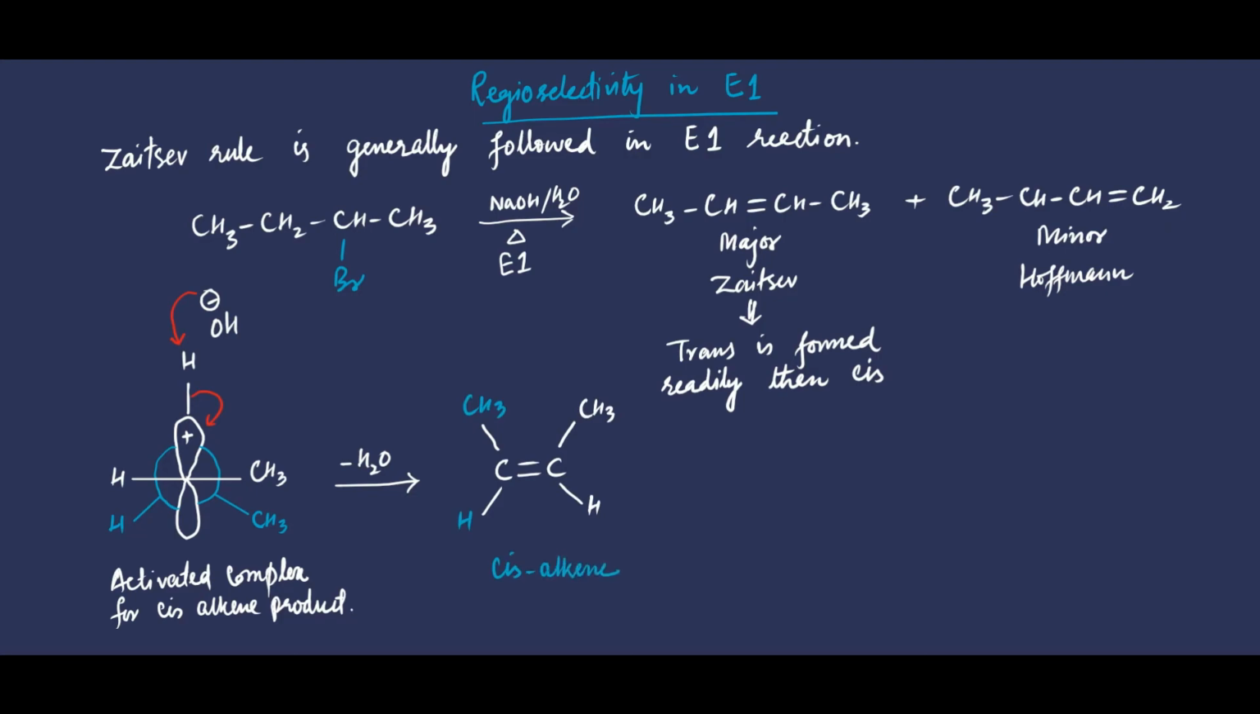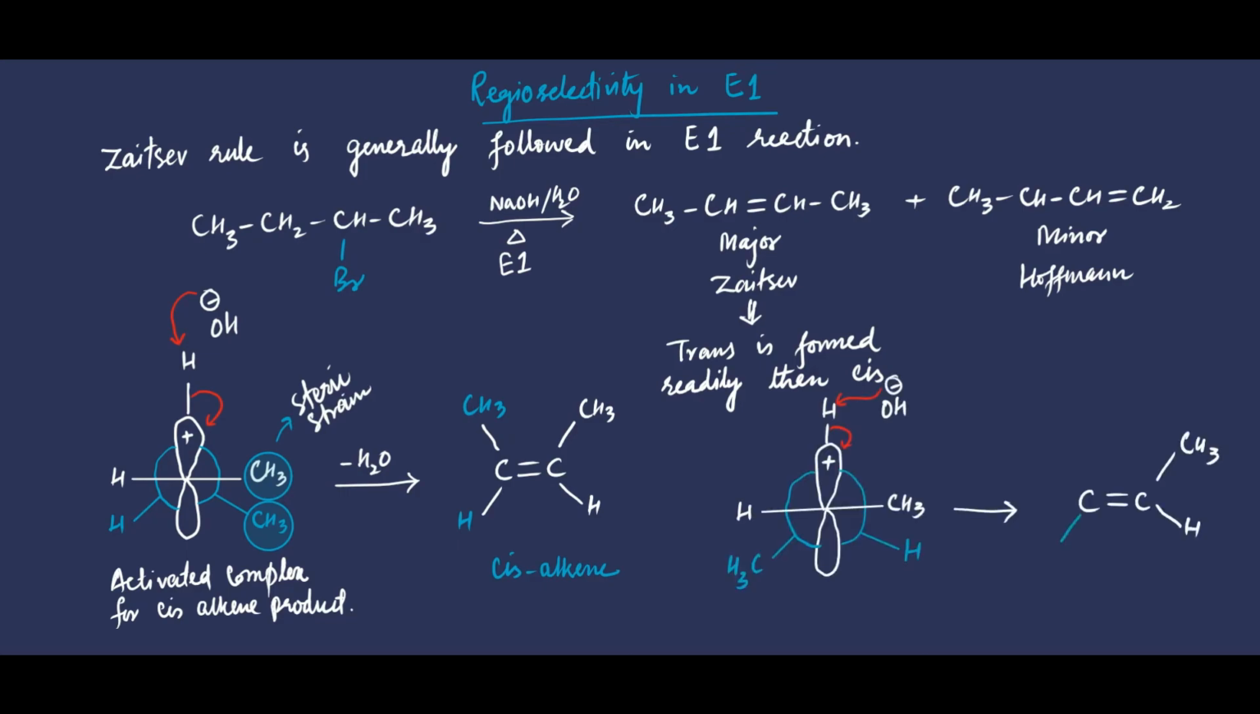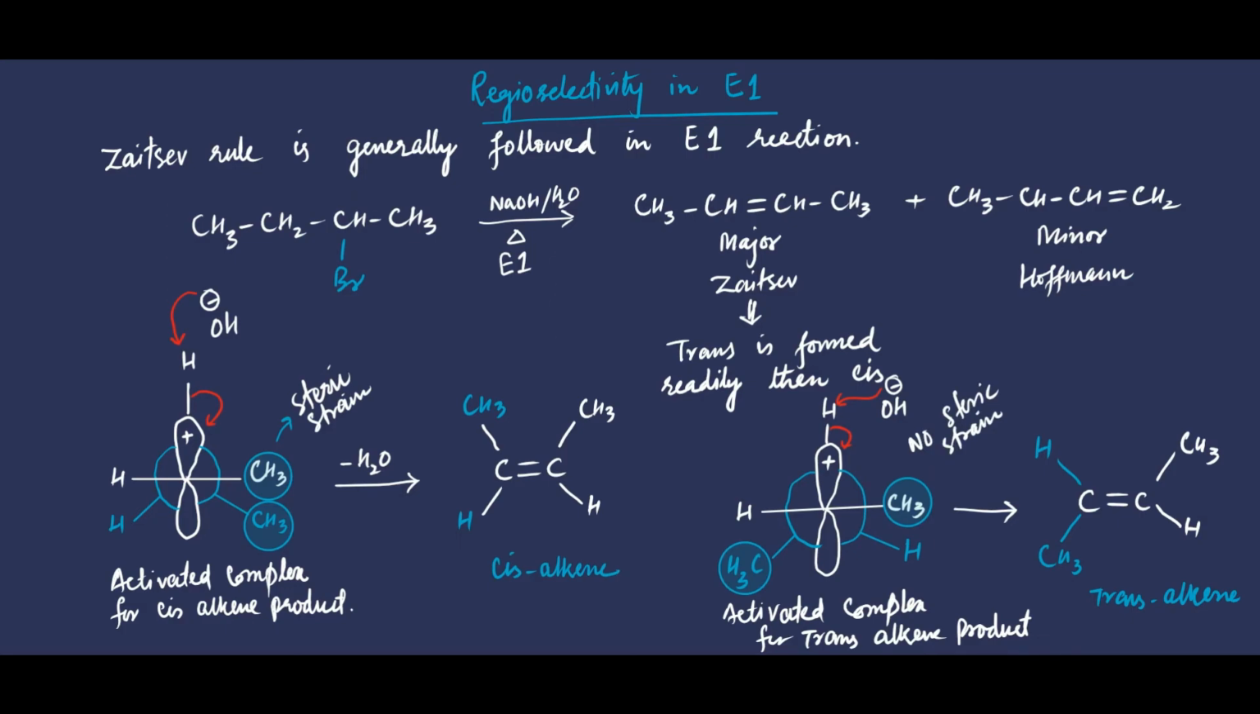In the activated complex, you can see the two methyls close to each other causing steric strain and making the activated complex higher in energy and hence less stable. In the activated complex for trans-alkene formation, you can see the two methyls are away from each other and hence no steric strain as seen in activated complex for cis-alkene. Thus this activated complex is lower in energy and hence trans-alkene is formed more readily.